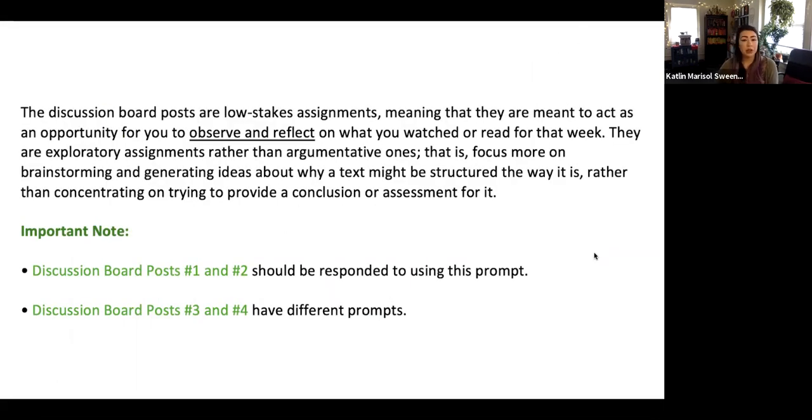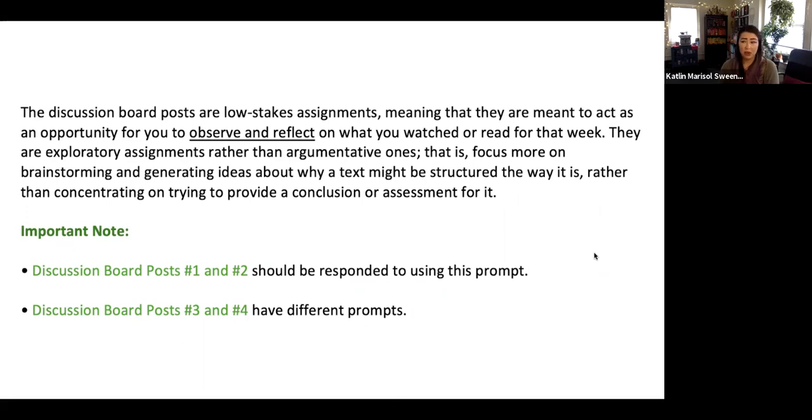Now, again, the discussion board posts are low stakes assignments, meaning that they are meant to act as an opportunity for you to observe and reflect on what you watched or read for that week. They are exploratory assignments rather than argumentative ones, focused more on brainstorming and generating ideas about why a text might be structured the way it is, rather than concentrating on providing a conclusion or assessment for it, okay? So I'm not looking for you to tell me concretely, this is why this thing operates the way that it does. It's okay if you use tentative language, like I think it could be, or it might be, or it's interesting that, things that allow you to speculate about the usefulness or significance of something.